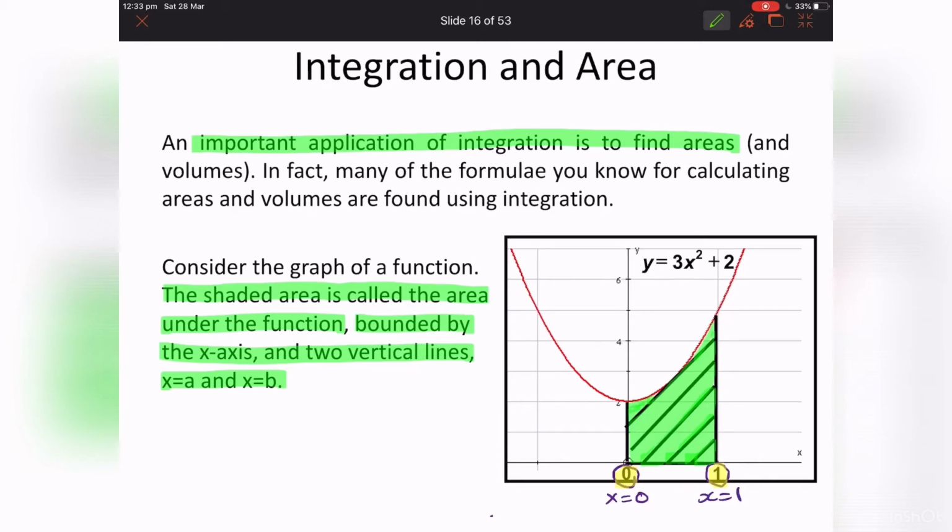Okay? On the next video, I will explain how to find the area under the curve or under the function. For now, we just want to go through the definite integration where there is a limit. So this is a limit, x equals 0 and x equals 1. These are the limits of the integration, basically.